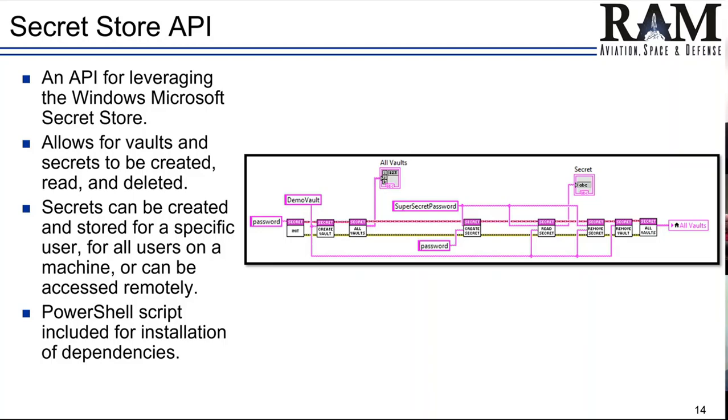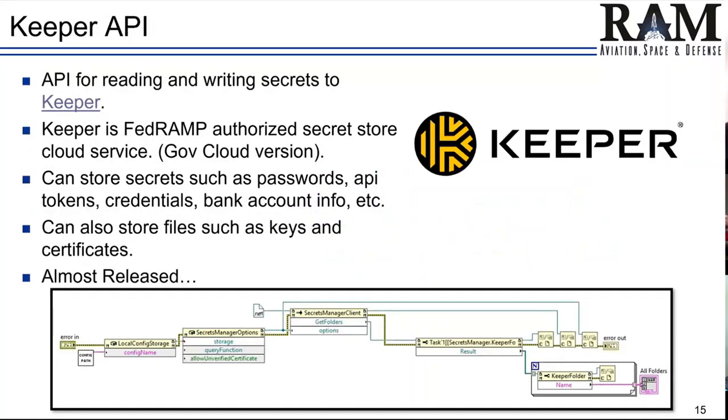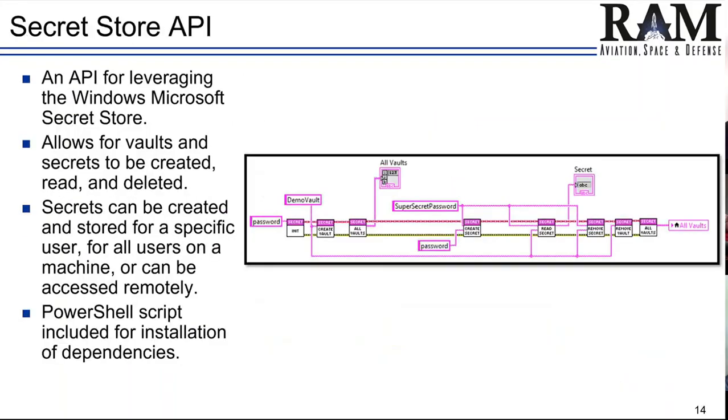Another question: do you have plans to integrate with Vault or OpenBao, AWS KMS? I haven't yet. I do have integration with Keeper, which is a FedRAMP authorized cloud service as long as you use the GovCloud version. Microsoft Secret Store would be more of an internal-to-your-facility type secret store, or even specific to a test stand. If you had a specific test stand, you could leverage this secret store there. Keeper would be a web-enabled way to do that, so you can store secrets on the cloud.